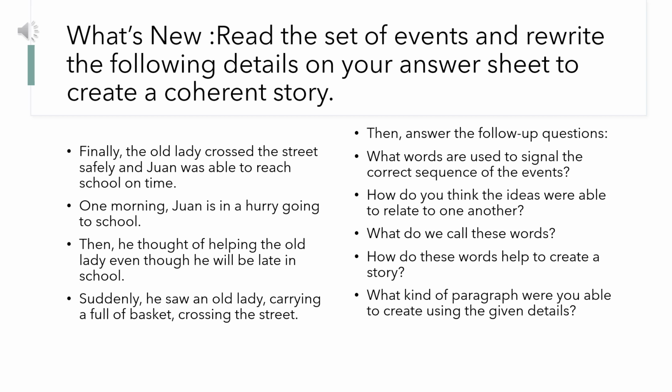in the sentence. You have there one morning, then one morning Juan is in a hurry going to school. Suddenly, he saw an old lady carrying a pull-up basket crossing the street. Then he thought of helping the old lady even though he will be late in school. Finally, the old lady crossed the street safely and Juan was able to reach school on time. So each sentence conveys a certain idea that is related to one another, and all you have to do is to follow the order of the ideas or of the events that happened in the story.